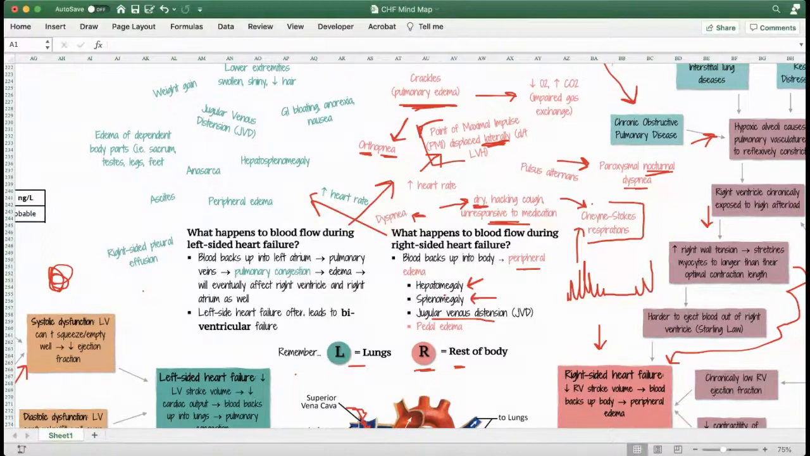Hepato and splenomegaly. Megaly just means enlarged, so you can actually have cardiomegaly, right? And hepato is referring to the liver, and spleno is referring to the spleen. The big, big one is that pedal edema, right?